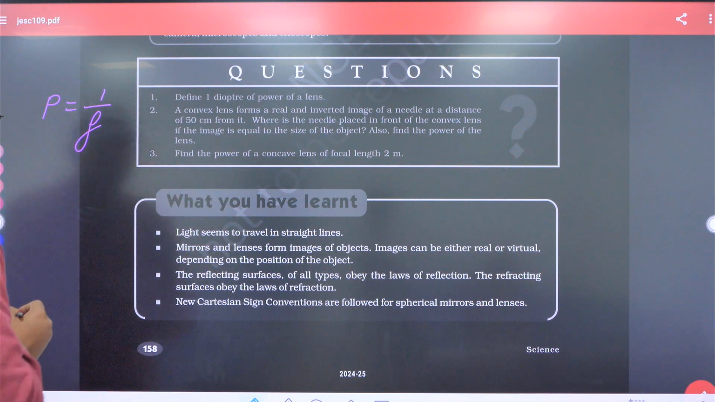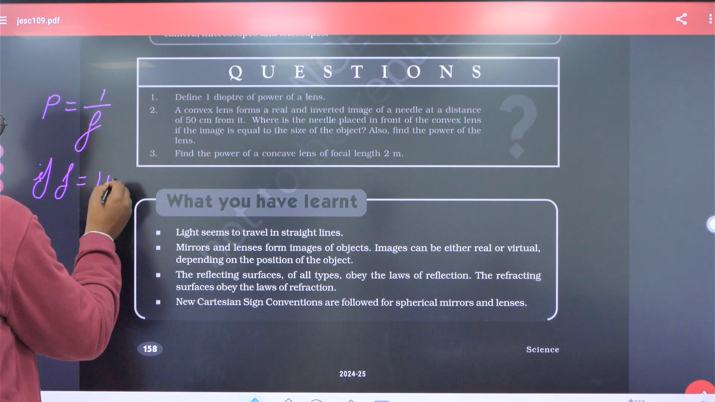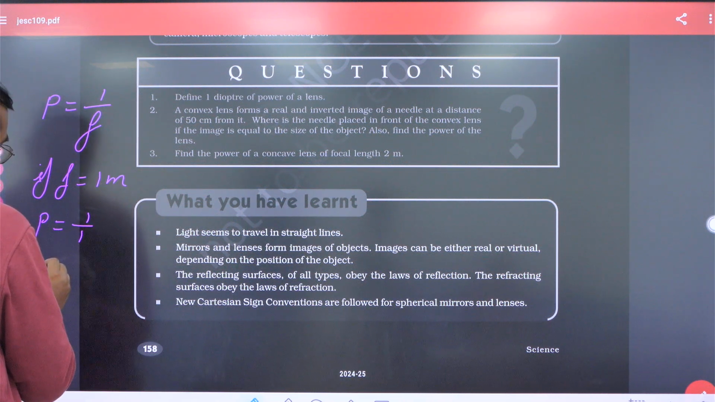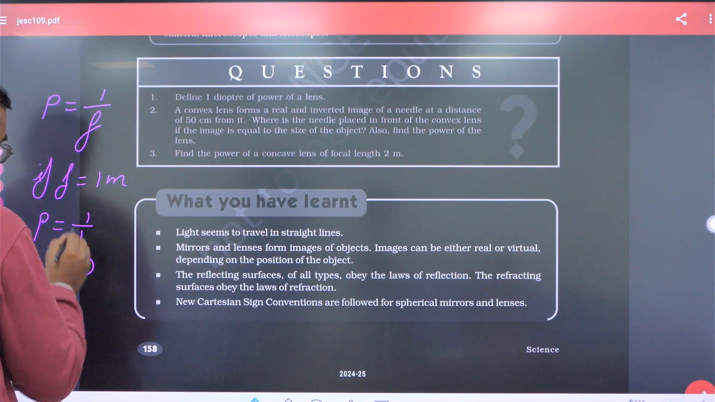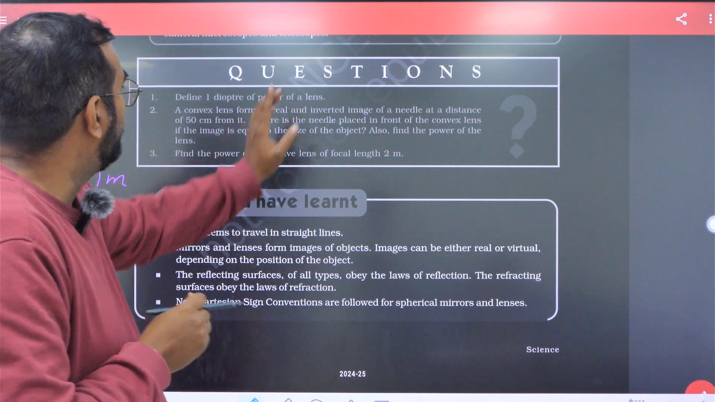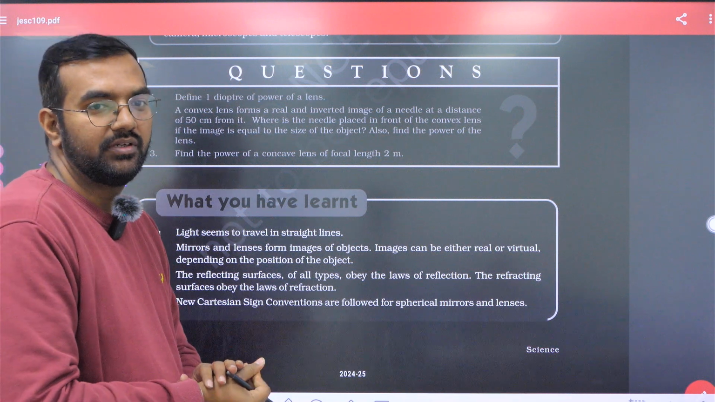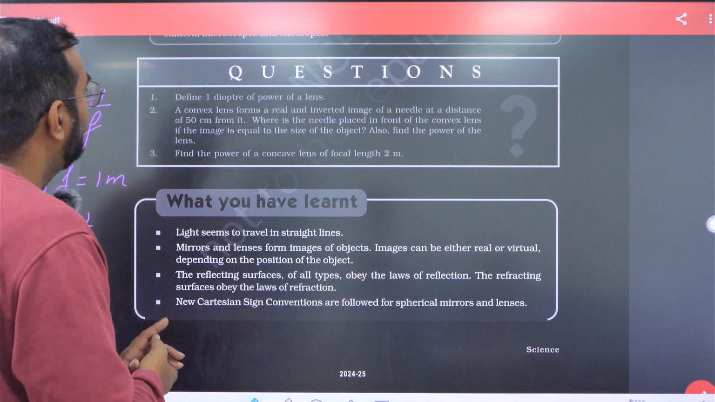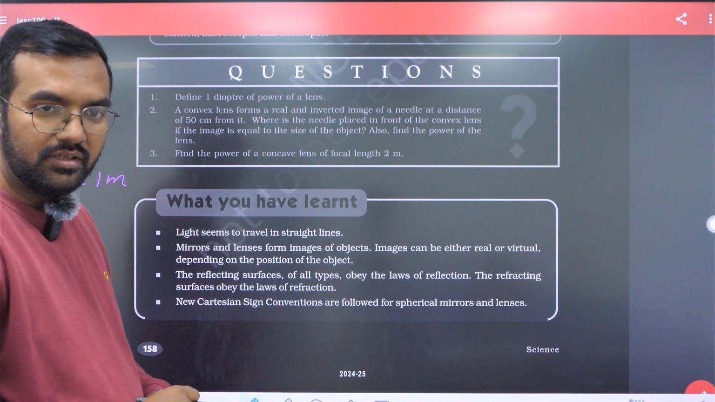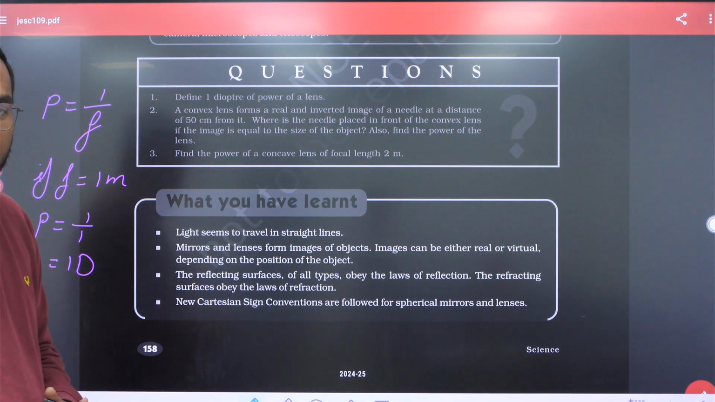Okay, if F is equals to 1 meter, you will get P is equals to 1 by 1, that is equals to 1 diopter. So the answer is, if the focal length of a lens is 1 meter, the power of the lens is 1 diopter. Okay.